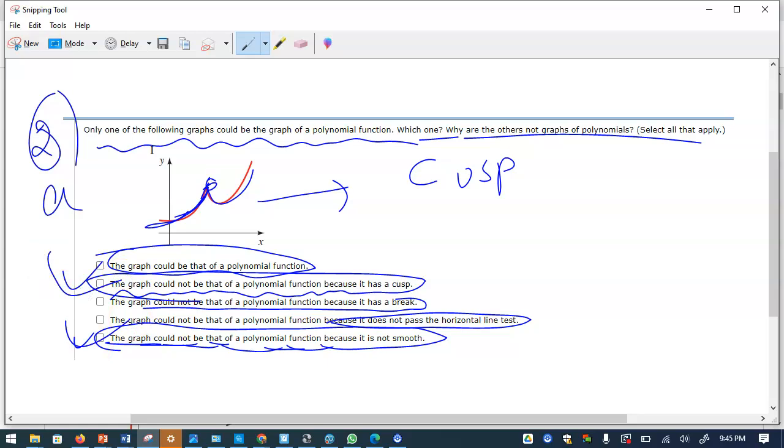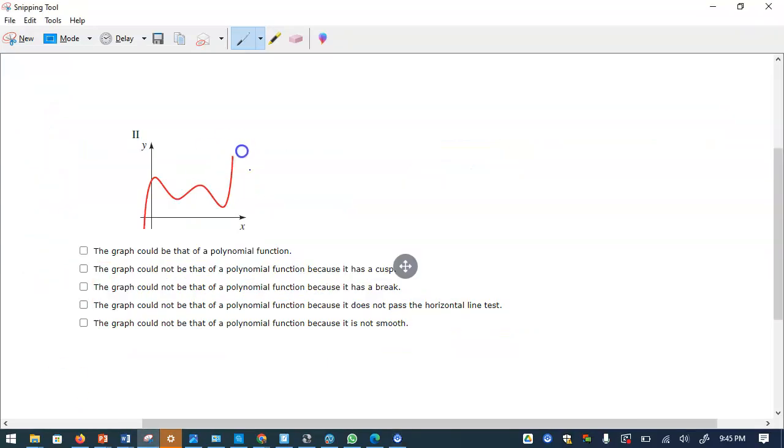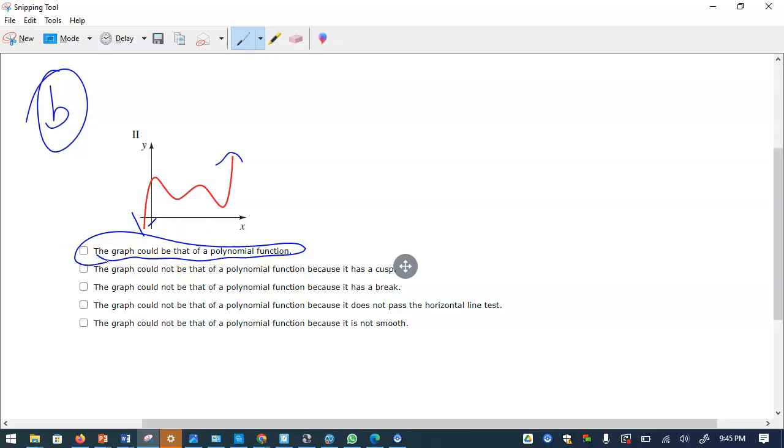So take note. If you see part B, just by looking at it, you can see this graph could be that of a polynomial. That's the main thing. There's no cusp here, and there's no break either, so that option is not the right one. This cannot be the answer. And the option that the graph could not be that of a polynomial because it is not smooth: no, this is smooth. So this is a polynomial. The first one is correct.